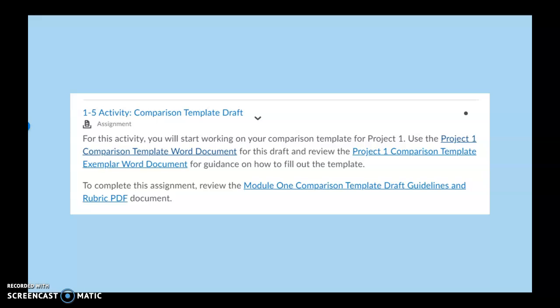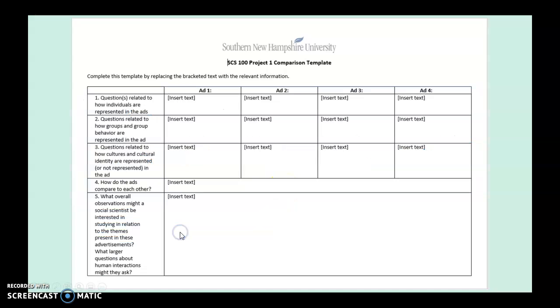So to begin, you are going to need to download the Project 1 comparison template Word document because this is what you'll be filling out. It's also important that you take a look at the comparison template exemplar and that you take a look at the guidelines and rubric as well. So let's start by taking a look at this template.